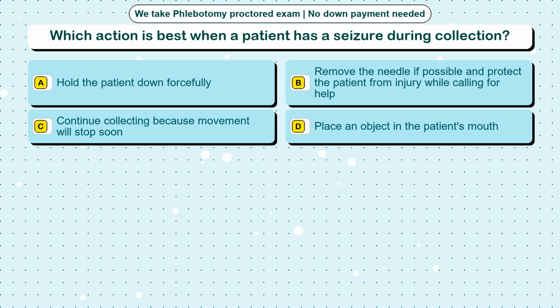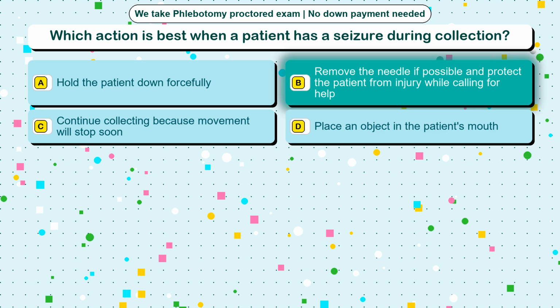Question 8. Which action is best when a patient has a seizure during collection? Option A. Hold the patient down forcefully. Option B. Remove the needle if possible and protect the patient from injury while calling for help. Option C. Continue collecting because movement will stop soon. Option D. Place an object in the patient's mouth.